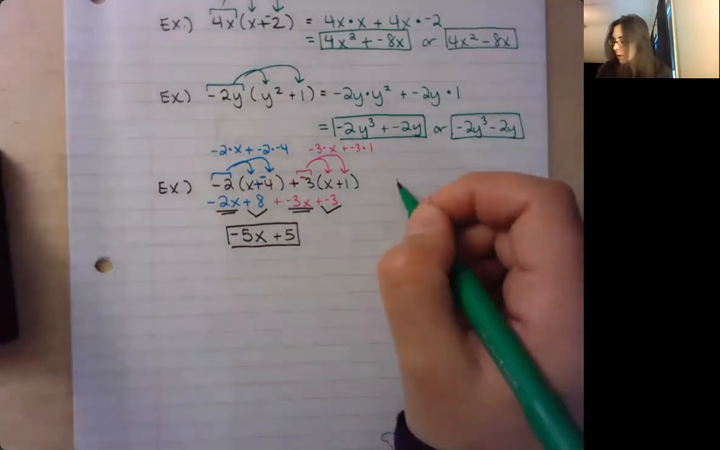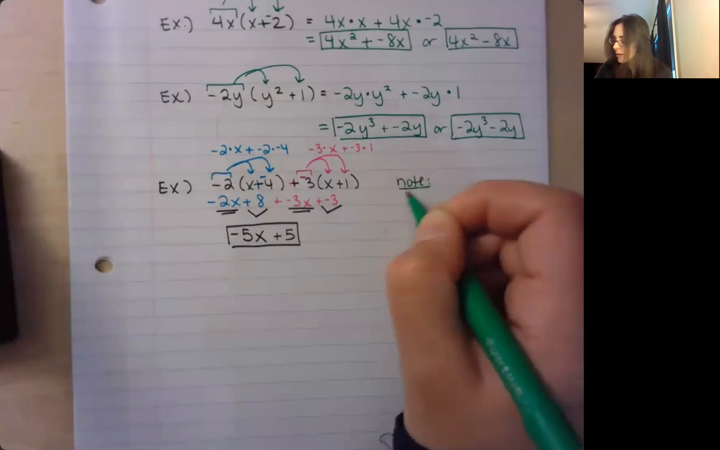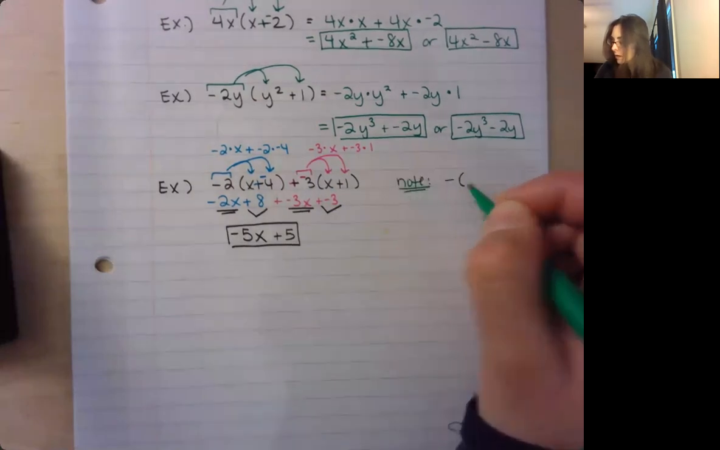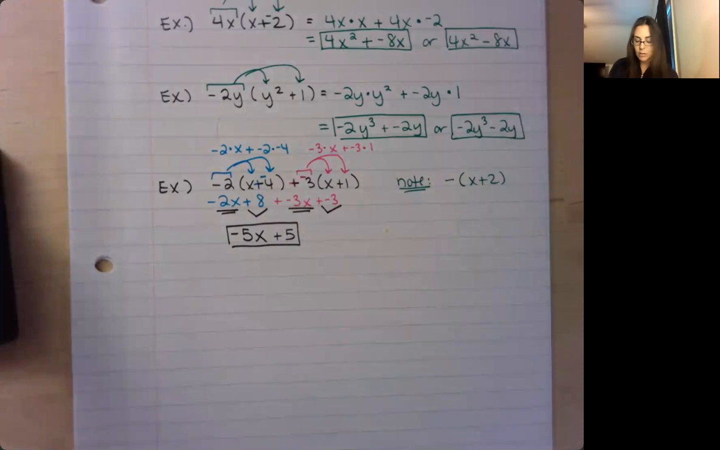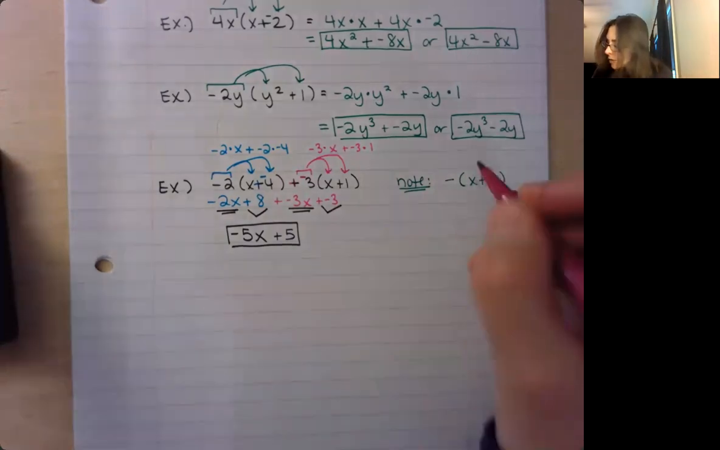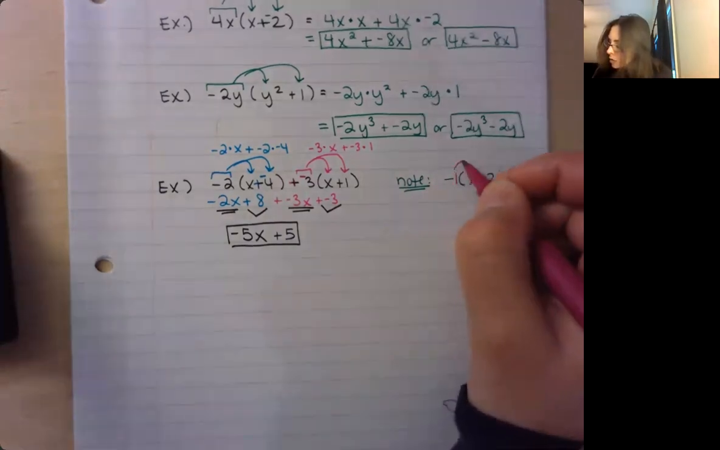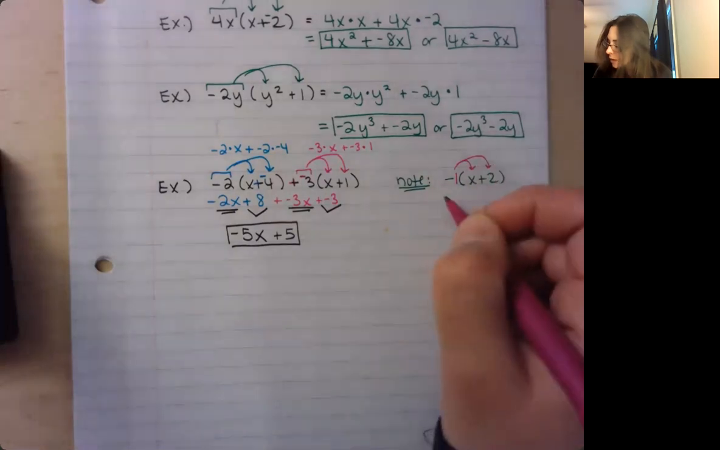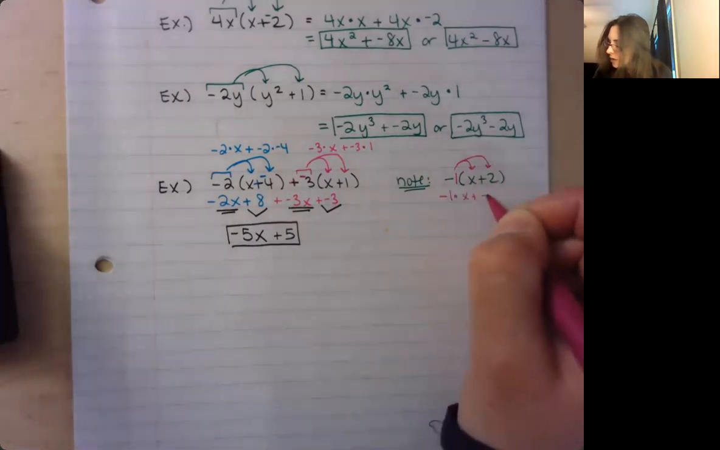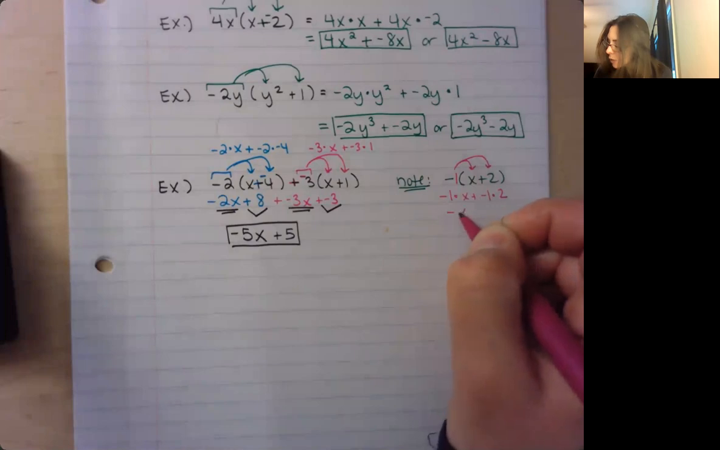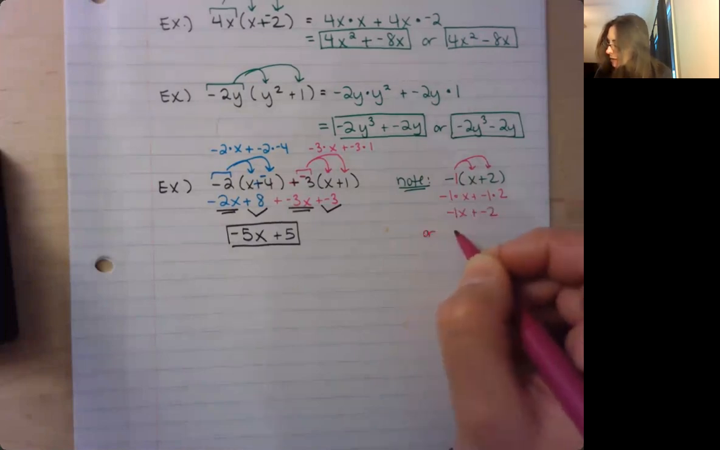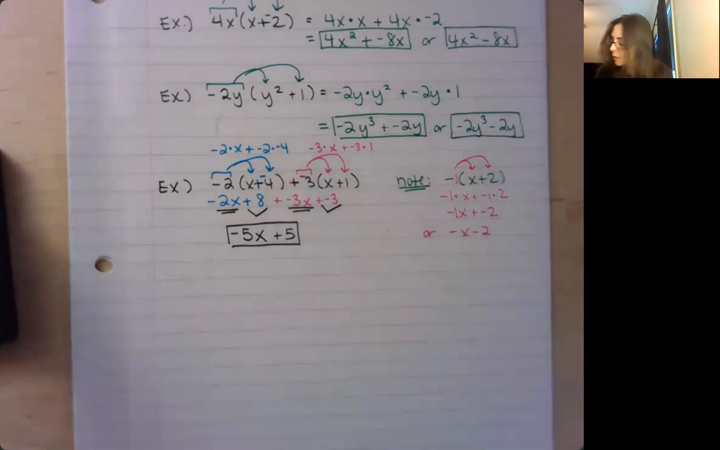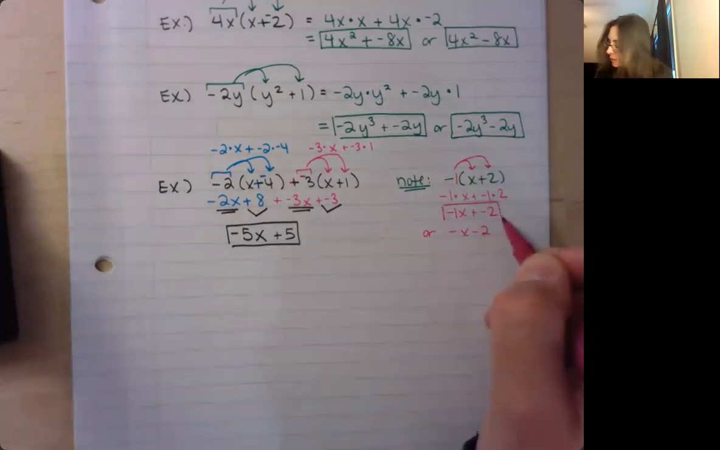And just a little side note here as a reminder, if you have a negative sign in front and there is no number, you can still put a 1 there, or you can just distribute the negative, whatever you find easier. But there is a 1, so you can always put a 1 in. And then when you distribute, you have negative 1 times x plus negative 1 times 2. So negative 1x plus negative 2, or negative x minus 2. Both of those would be correct ways to write this.